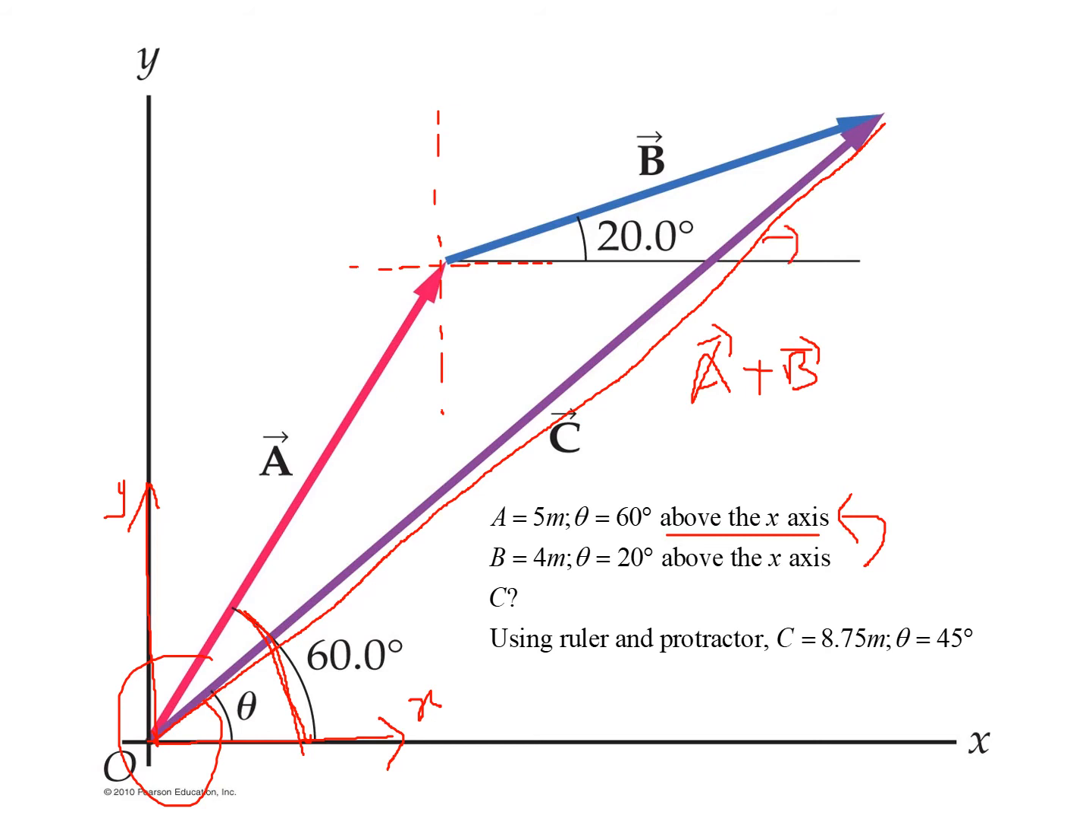Okay, using the ruler and of course the protractor, we can measure the length of C and compare it to the one that you used to do the scaling. And of course the theta here, using the protractor, is 45 degrees.